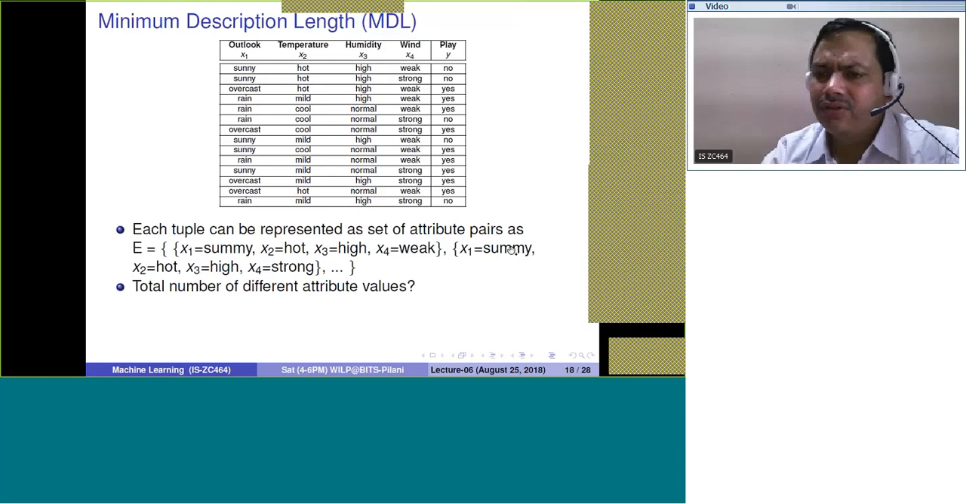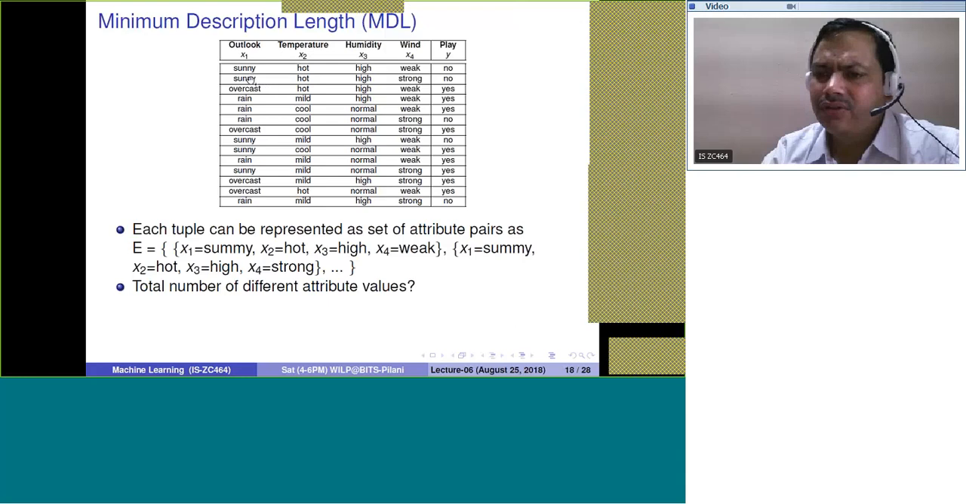So you understand this data, okay? So this is the data you have. Total number of different attributes. How many different attribute values do you have? Can you tell me how many different attribute values you have?